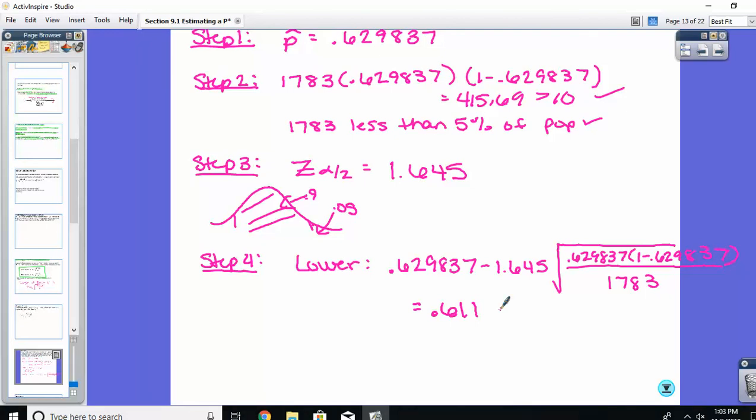Now, if you have that one, the upper limit is pretty easy. What's the only thing that changes? Yeah. So, do I have to rewrite that whole thing, or can I just write plus? If you have it all typed in your calculator already, all you have to do is hit second enter, bring it back up, and go change that minus to a plus. And that gives me 0.649.